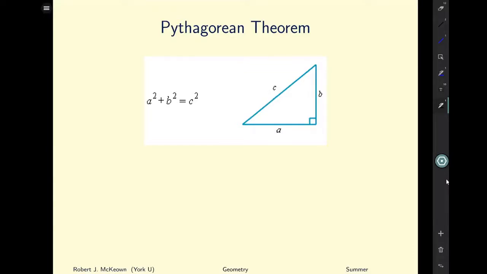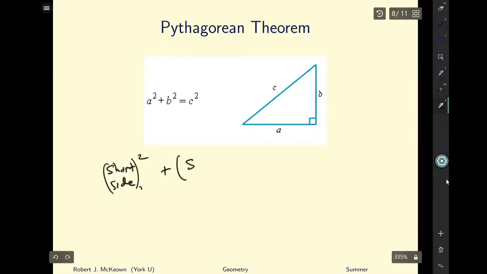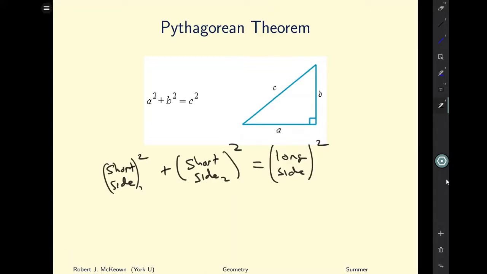So let's take a look. What is Pythagorean theorem? It really just says that the first short side of the triangle squared plus the other short side squared is equal to the long side, or the hypotenuse squared. So an easier way to remember it is the short side squared plus the short side squared is equal to the long side squared.